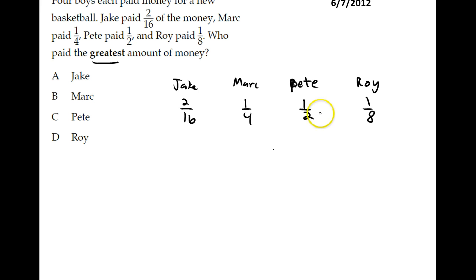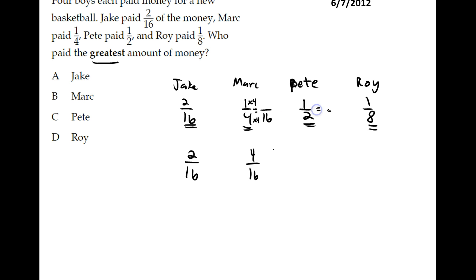And so when comparing fractions, it helps to have them all with the same denominator. So 16 and 4 and 2 and 8, we're going to have the denominator of 16 be the common denominator. A number that all these guys go into would be 16. So Jake has 2/16. I need to turn this into 16ths. How do I turn 4 into 16? I times it by 4. So Mark has 4/16. Mark has twice as much as Jake.